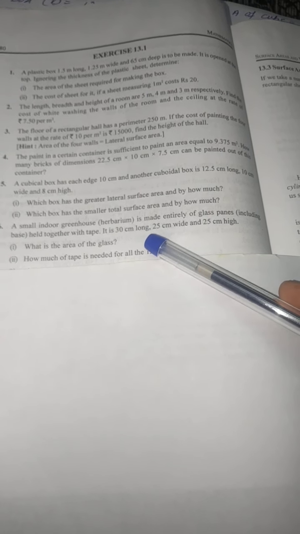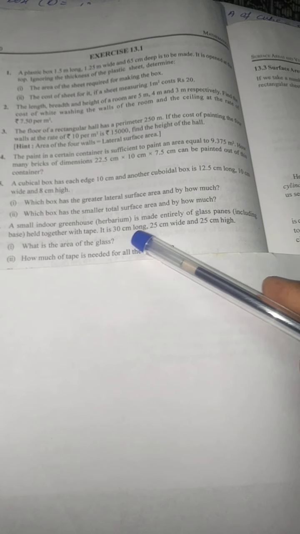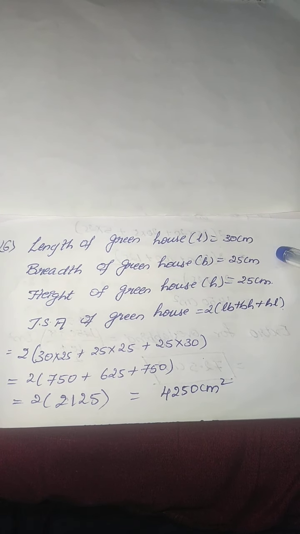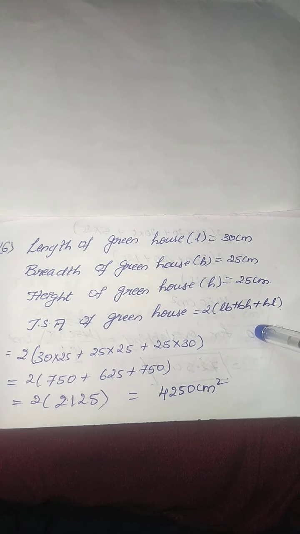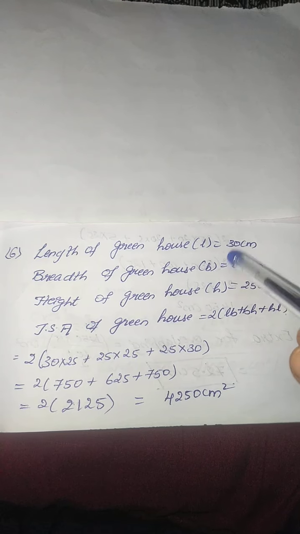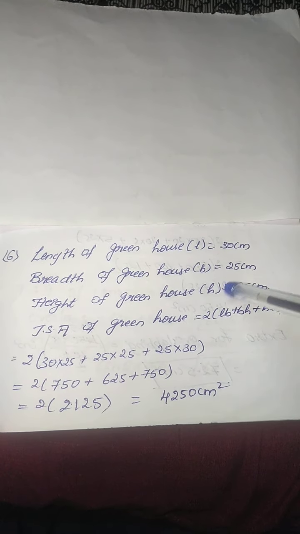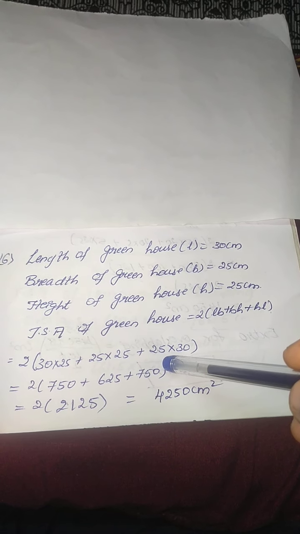And the first question is what is the area of the glass? So for that you have to find the TSA of the glass. Length is given, breadth is given and height is given. Okay children, in your sixth question they have given length, breadth and height. I will substitute the TSA formula of the cuboid and I will substitute the values. Wherever there is L, I will write as 30. Wherever there is B, I will write as 25. Wherever there is H, I will write it as again 25.